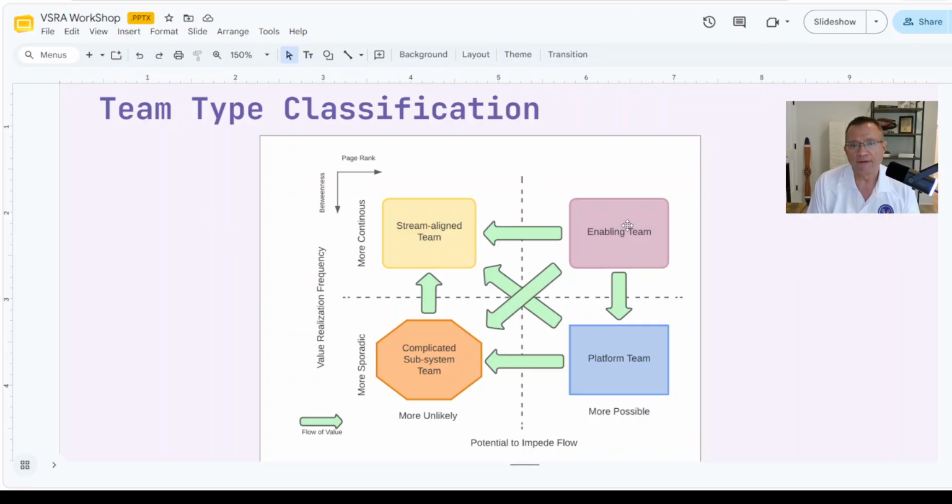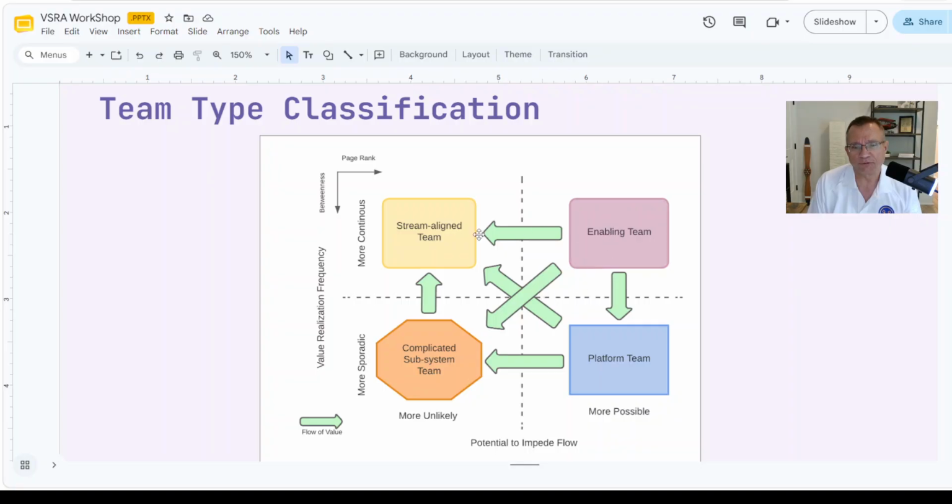And you can see that enabling teams provide value to stream-aligned teams, complicated subsystem teams, and platform teams. And I should point out that each one of these green arrows doesn't represent a handoff between teams. This is the continuous exchange of value that's happening between the teams all of the time. So it's not a case of one team waiting for some other team to provide them with something. But we can see that there's this generalized pattern that happens between the 4 team types.